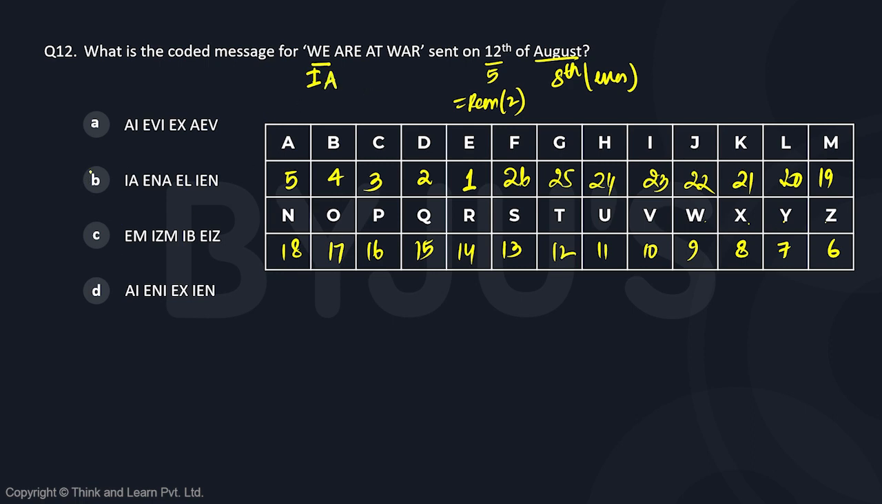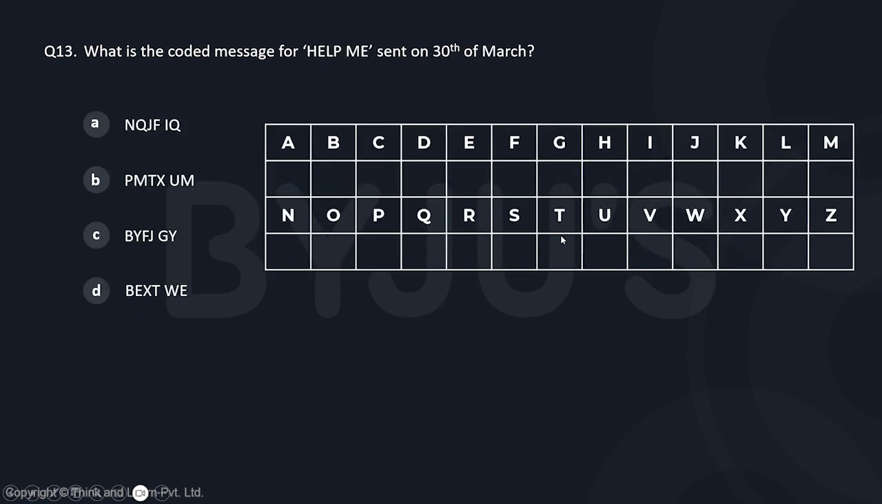Looking at the options, we are pretty sure it's going to be B because none of the other three options make sense. The very first word gave us the answer. Question number 13. What is the coded message for "help me" sent on 30th of March?